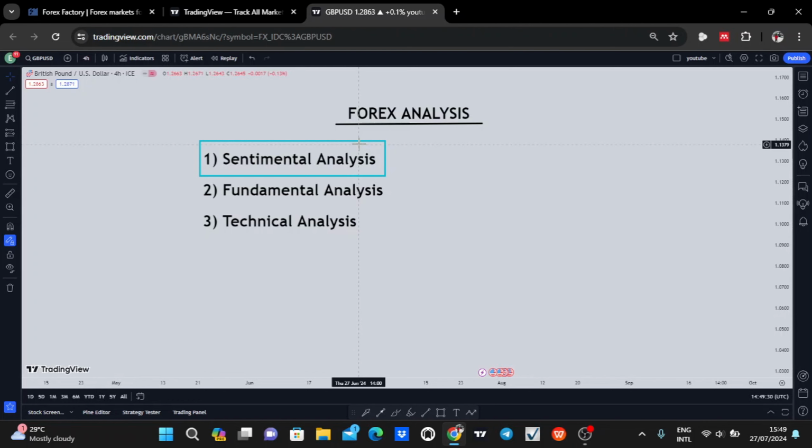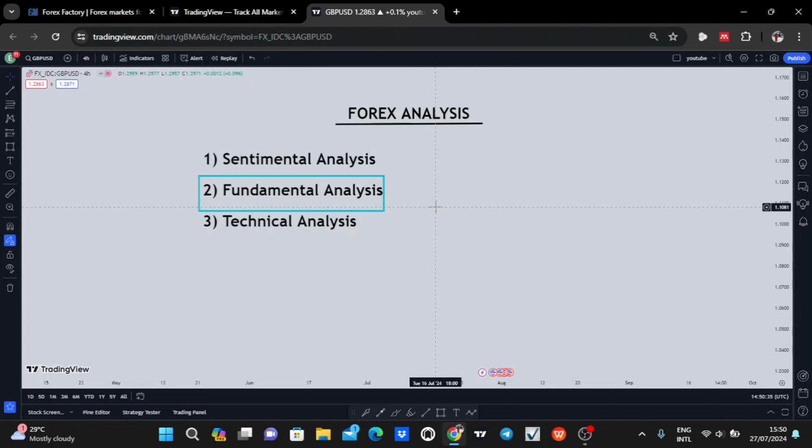Next up is fundamental analysis. Now, this method focuses on the various economic factors that can influence a currency's value. Some of these economic factors are interest rates, employment data, and GDP growth. So by understanding these economic factors, a fundamental trader can get a sense of the overall health of a country's economy and make better trading decisions. So fundamental traders, they visit specific websites to get up-to-date economic information about any country's economy.